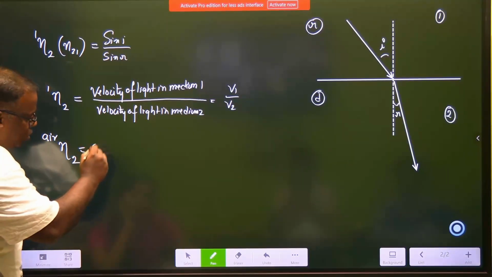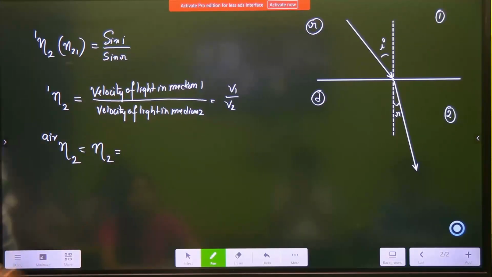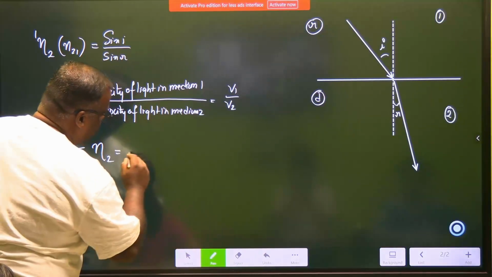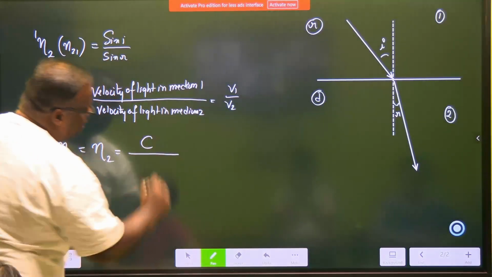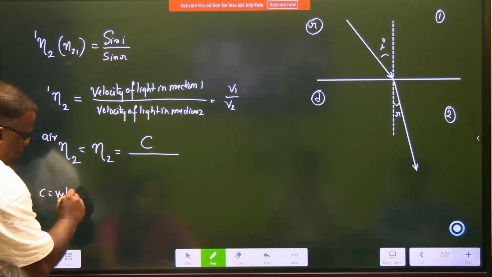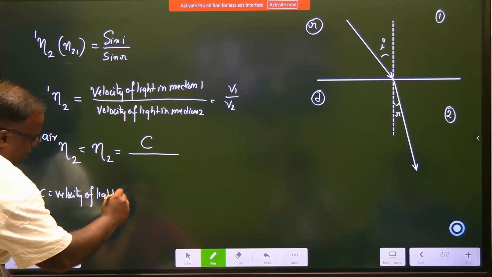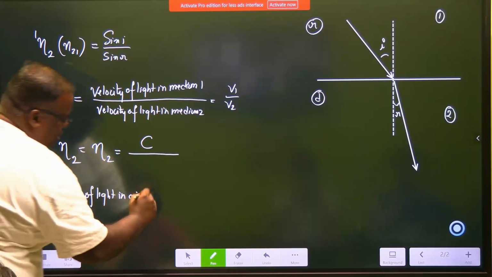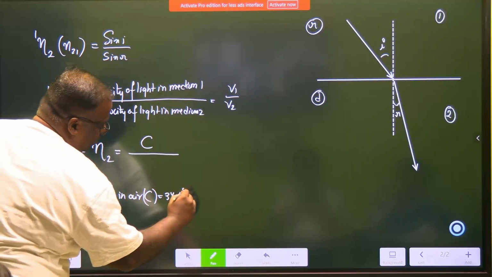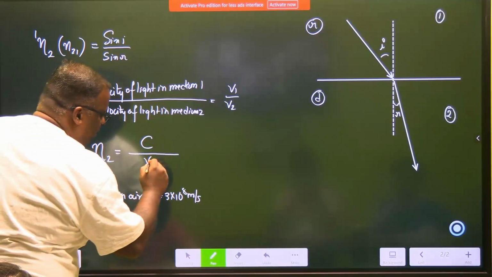And this as a protocol, I will always write as eta 2. Now forget about sin I sin r. If I want to express this, then it is velocity of light in medium 1 or medium air. So that velocity is known as c. What does c represent, children? C is velocity of light, very good, in air. And this value is 3 into 10 to the power 8 meters per second. Understood? C divided by V2.